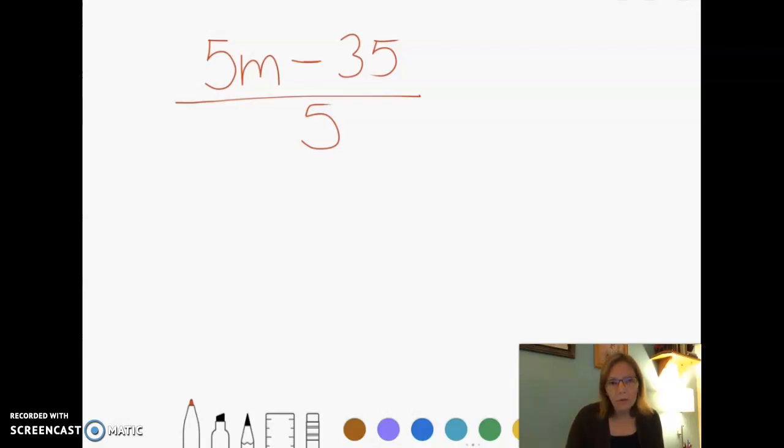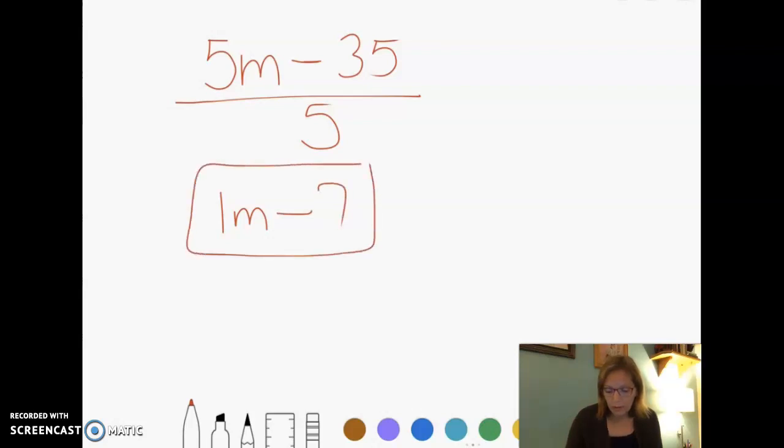So first I'm going to do 5m divided by 5, which equals 1m, or just m. Then I'm going to do the other term, which is a minus 35 divided by 5, which equals a minus 7. Okay, so I am left with m minus 7, and I stop right there because I can't combine those two any farther. Let me do another one of those.